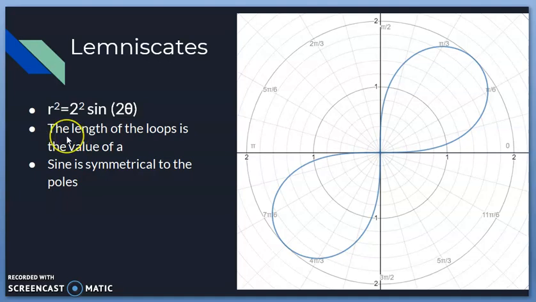So the general form of lemniscates is r squared is equal to a squared sine 2 theta. The length of each loop is based on the value of a. In this case, we have 2. And so we're using sine here, meaning sine is symmetrical to the poles. However, it doesn't go through either of the axes, which is what we'll see with cosine.